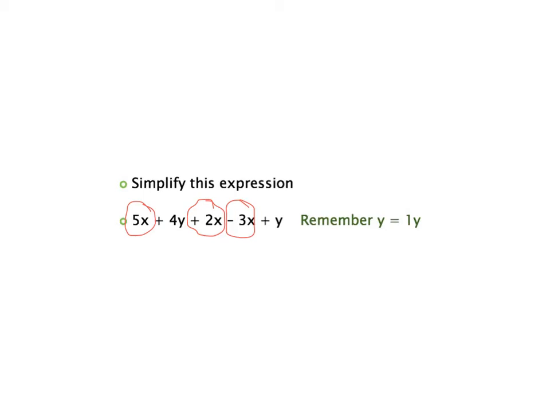So I'm going to add them together. 5x plus 2x is 7x, and 7x minus 3x is 4x. Okay, and now I'm going to collect the y's together. Plus 4y plus 1y is going to be plus 5y. Okay, I can't go any further, can't collect any more like terms. That's the answer. I've simplified it. They're not asking us to solve for x, just to simplify the expression.